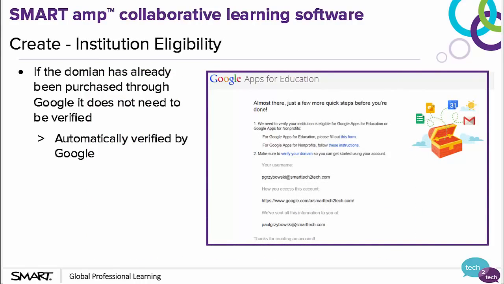Google requires verification that the institution is eligible for an education account. If the institution is a business, it will still be able to use Google Apps for Business to connect with Smart Amp. Google Apps for Business will still work and will not affect the functions or features of Smart Amp.